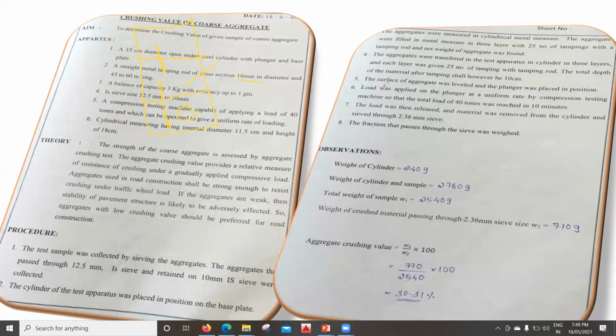The next point is that the surface of the aggregate was leveled and the plunger was placed in position. So once all the compaction is done up to this cylinder, you keep the plunger here, and the load was applied on the plunger at a uniform rate by the compressive testing machine, so that the total load of 40 tons was reached in 10 minutes. That means every minute you are going to put a load of 4 tons. So 4 into 10 comes out to be 40 tons. This you apply gradually, right?